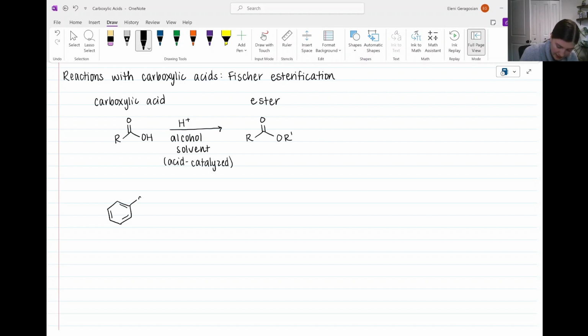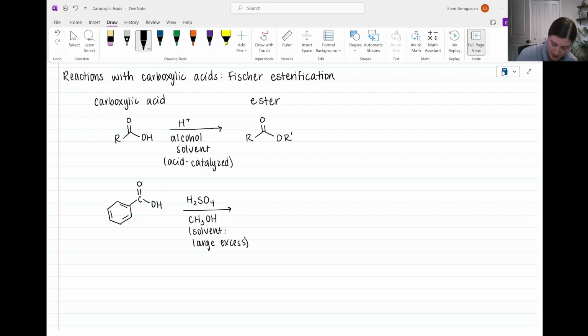We'll start with benzoic acid. So this is our carboxylic acid. We'll have some acid present, sulfuric acid, in methanol. So this is our solvent, which implies that it's in large excess. And when we go through the mechanism, you'll see that this reaction is reversible, and so having a higher concentration of starting material, including the solvent, will promote the forward reaction.